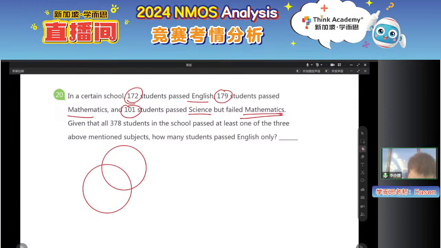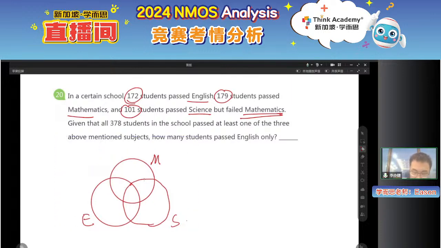Okay, so maybe the logic is this is math, this is English, and this is science. Because we know that 101 students passed science but failed math, to make it easier, we don't calculate how many of them passed but how many of them failed. Maybe failing would be easier, but passing is also okay. If you are more familiar with passing, just use passing.